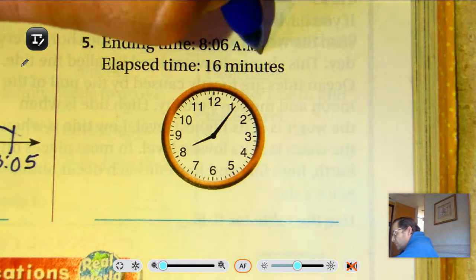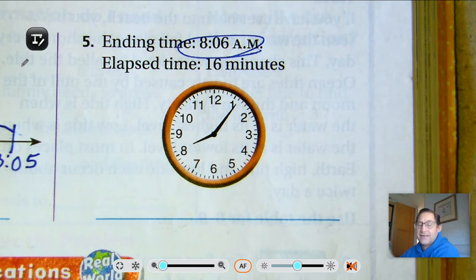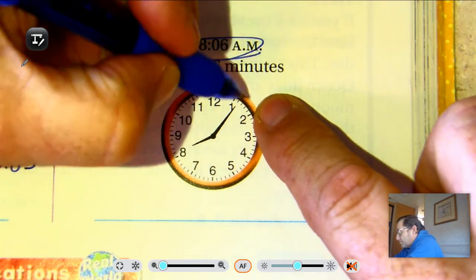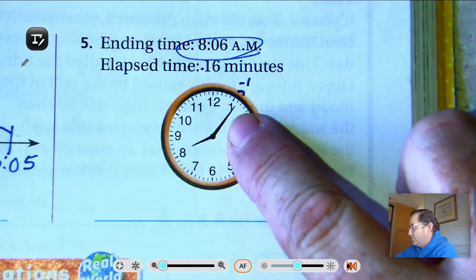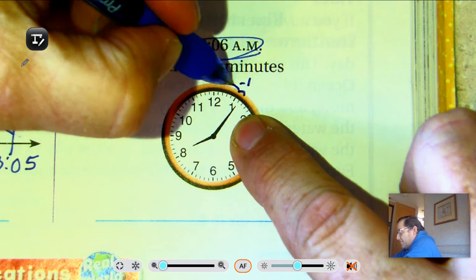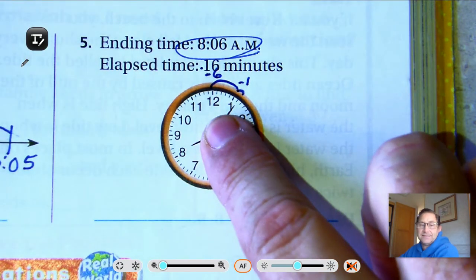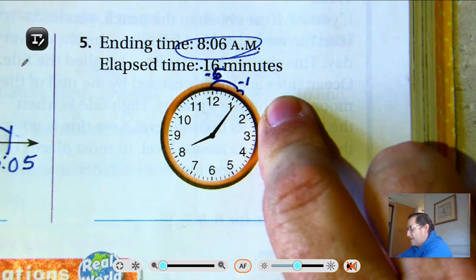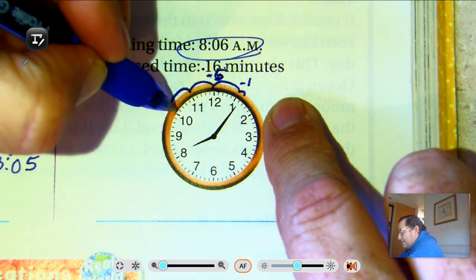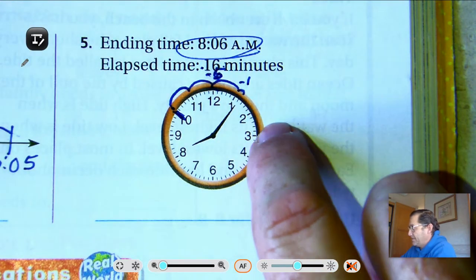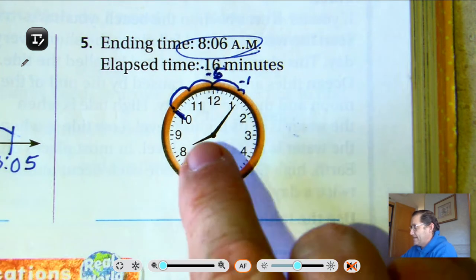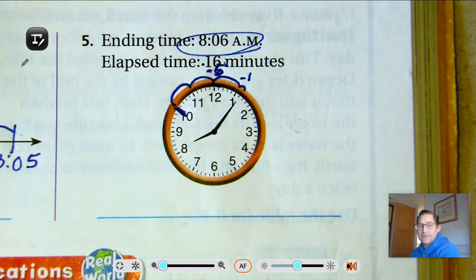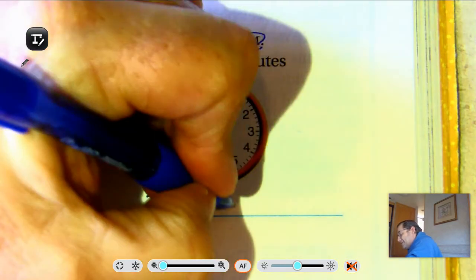Use the analog clock. We're starting at 8. We end at 8:06, and the time was 16 minutes. Well, I can jump back 1 minute here to get to 8:05. Then I can jump 5 minutes to get to 8. 5 minutes, not 6 minutes. 5 plus 1 is 6 minutes, and now I can jump back 10 more. So 5, 10, 15, 20, 25, 30, 35, 40, 45, 50. And it's got to be the previous hour because we're going backwards on the clock. We're taking that time back. So 7:50 a.m.